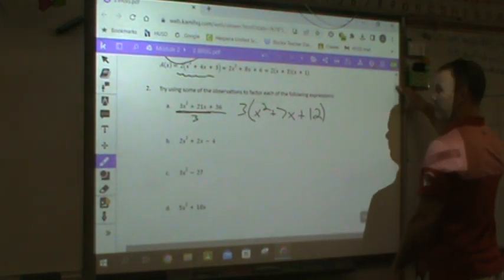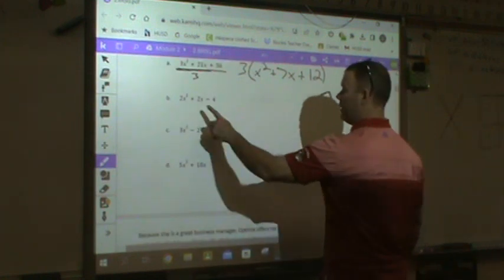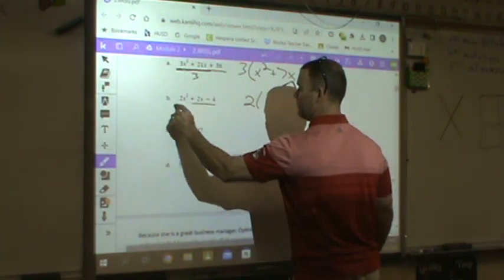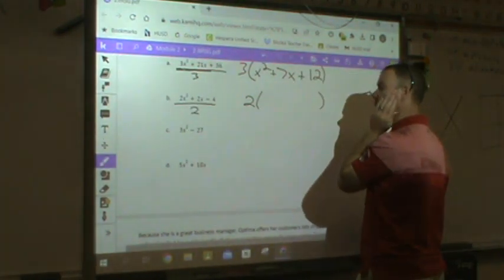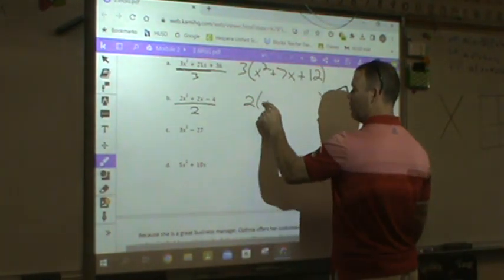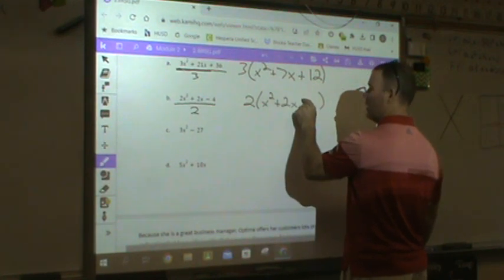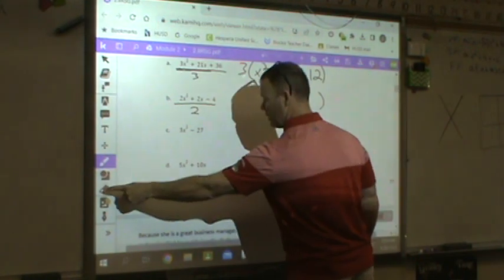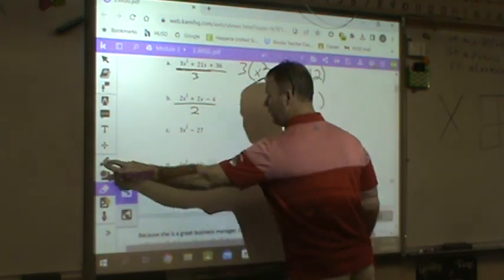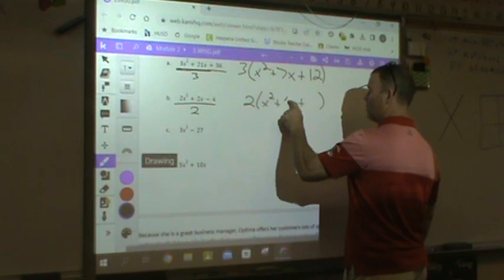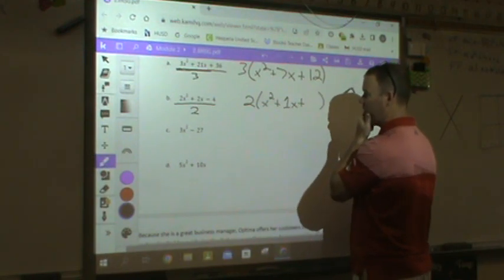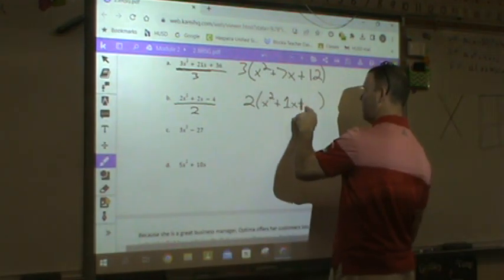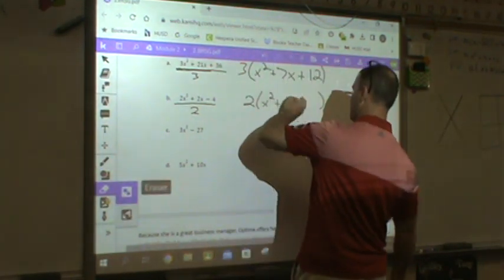Okay? B. What would we do with B? Well, I have 2 groups, and what does each group look like? Well, I'm going to divide by 2. Can I divide by 2? Yes, yes, yes. So x squared plus 2x plus 1x. Got to rechange that. 2 divided by 2 is 1. Any number over itself is 1. So plus 1x, I'll put a 1 there. We normally don't. And then this is going to be a negative divided by a positive. Oops, got to erase it. That doesn't work.